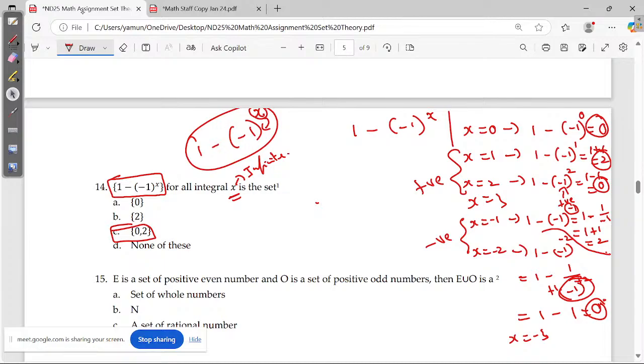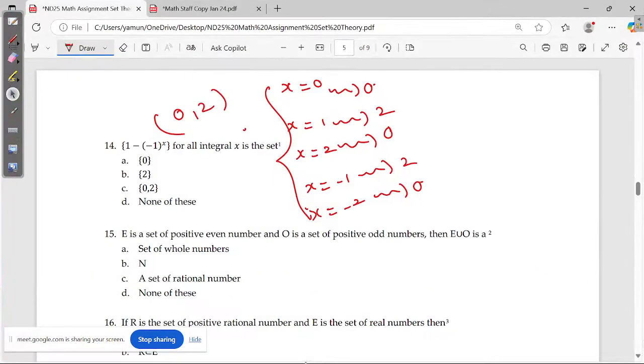So the question looks as if it's showing us an infinite set, but my answer consists only of 0 and 2. So it's a finite set. This is an often repeated question in the exam.